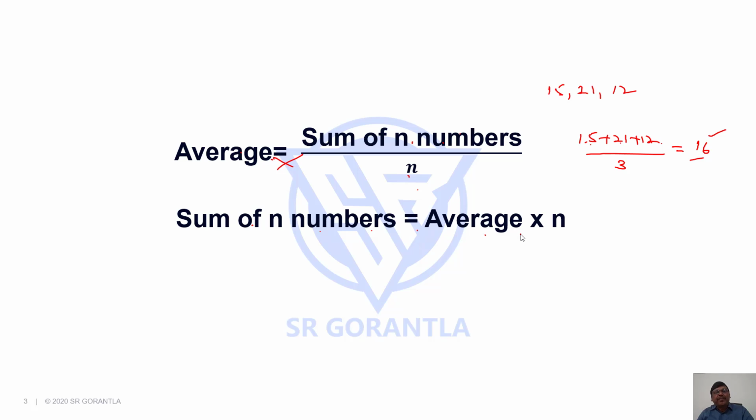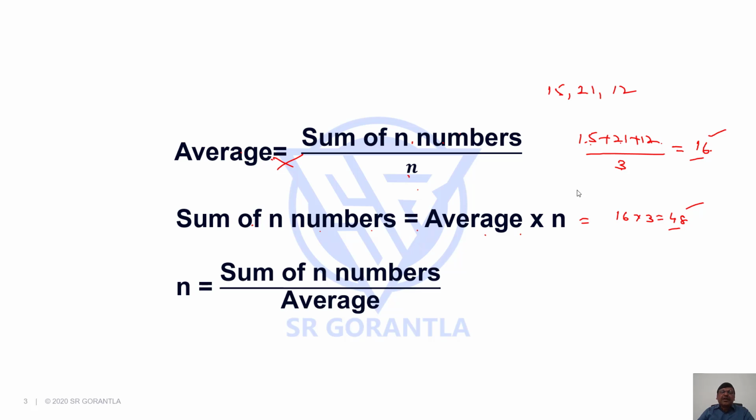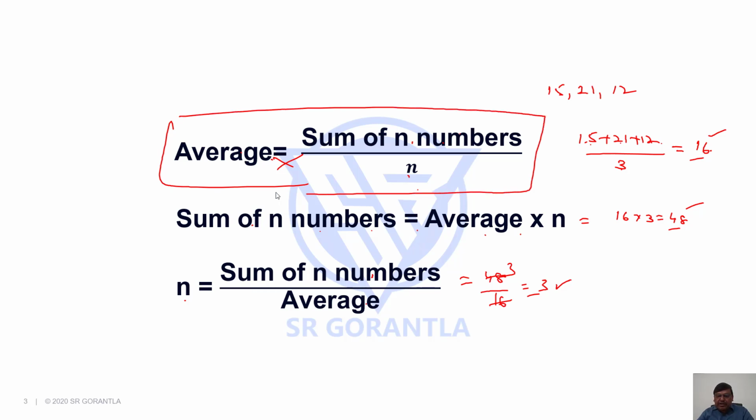average into n. Now the average is 16 and n is 3. If you multiply, you will get the sum, right? And the third one: if you are given the sum of n numbers and the average, we can find n. The sum of these three numbers is 48 and the average is 16. You divide 48 by 16 and you get the n value. So this is the basic formula, and it can be rewritten into these two types, right?